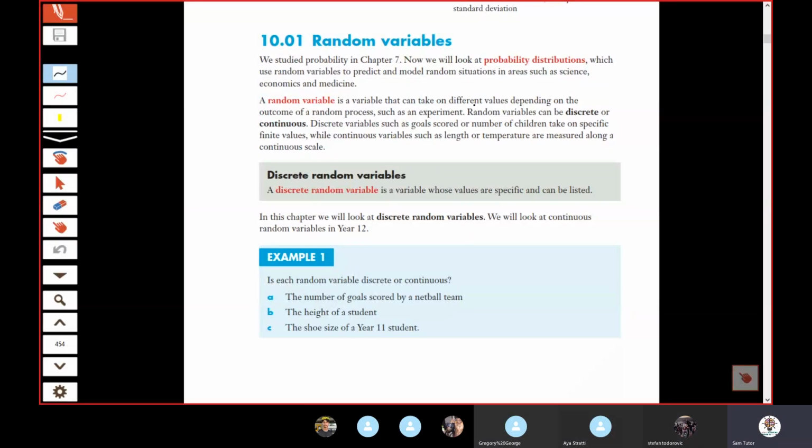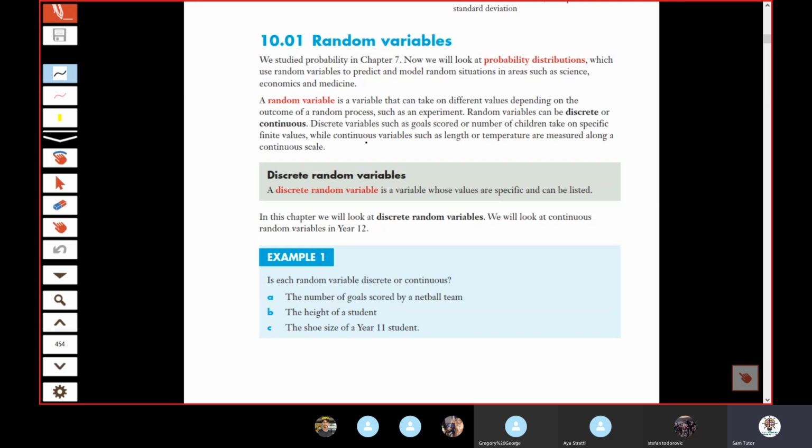A random variable is a variable that can take on different values depending on the outcome of a random process, such as an experiment. Random variables can be discrete or continuous. Discrete variables are whole numbers. Think of them like that. They're whole values. They can be counted, in other words, 1, 2, 3, 4, 5.